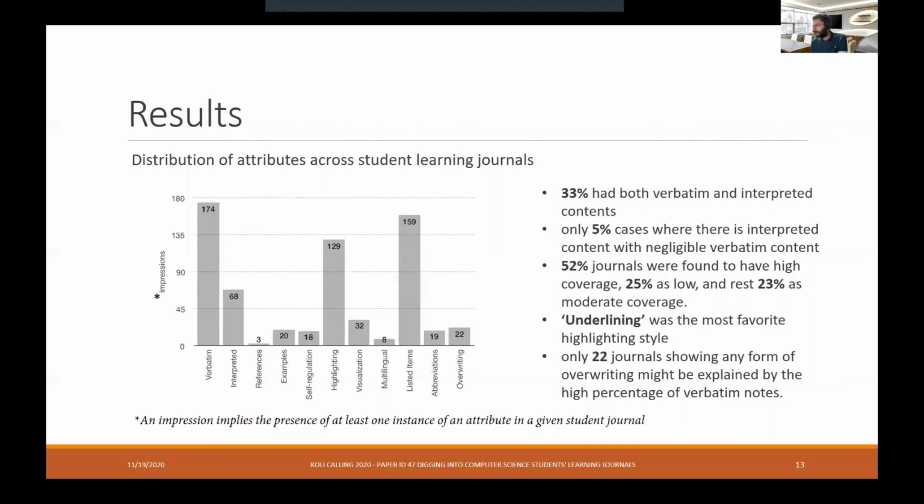For the highlighting, underlining was found to be the most common sub-attribute or highlighting style. 52%. What is not shown here is the coverage attribute, but because it had three values, we decided not to show it here. But 52% of the journals were found to have high coverage, whereas the others had low or moderate coverage.